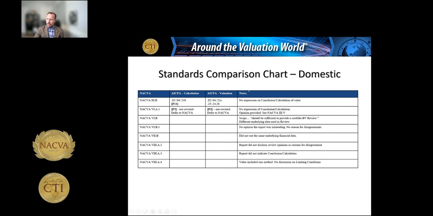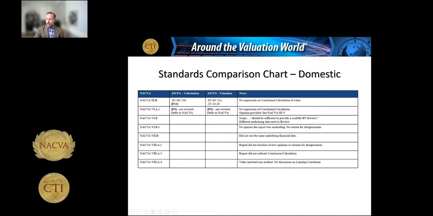But here's a sample chart I would put together in an instance like this, where if I saw something that just didn't feel right, or I was making notes, I could reference what section in the NACVA standard I was having a problem with. Well, in the review, they didn't actually express a conclusion or a calculation of value. They stipulated what a number was, but they did not include in the report if it was a conclusion of value or a calculation of value.